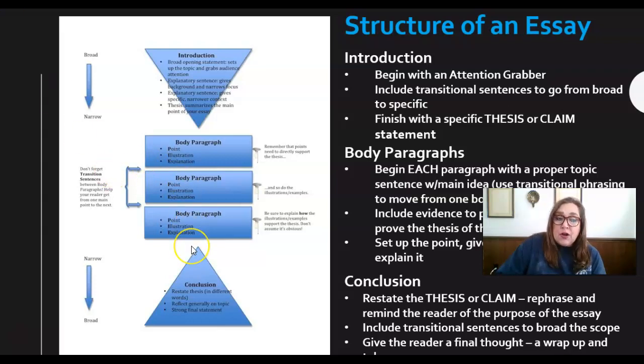Then you're going to have your body paragraphs. This is structured like a 5-paragraph essay, but in college level work, we don't count paragraphs. I know in high school sometimes you're directed to do a 5-paragraph essay, but we don't care about the number. We care more about the content.